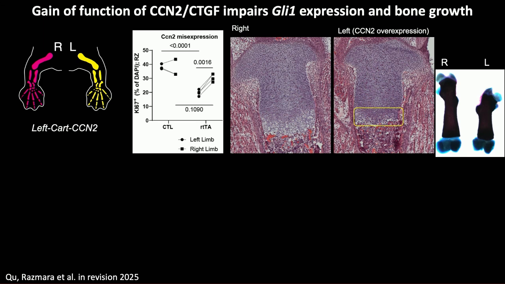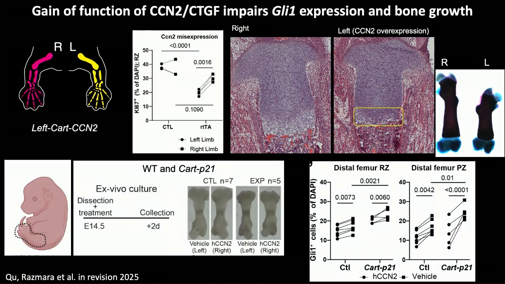This was interesting because if we overexpress CCN2 using our dragon approach in the limb cartilage, we see a reduction in proliferation, Ki67 positive cells. We see an extreme reduction in the hypertrophic zone of the limb cartilage, and reduction in bone growth. So downregulation of CCN2 was supposed to do the opposite and drive the recovery that we saw. Finally, we overexpress or expose ex vivo cultured bones to CCN2, and we saw a reduction in the number of Gli1 positive cells.